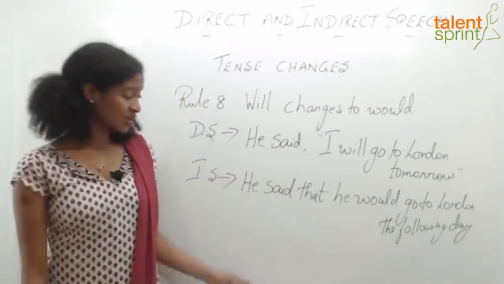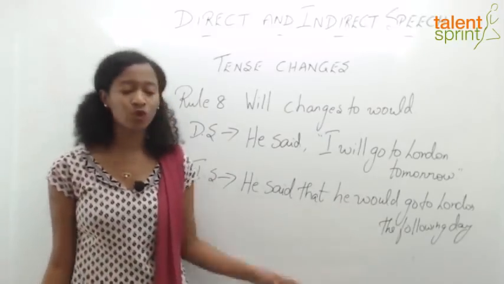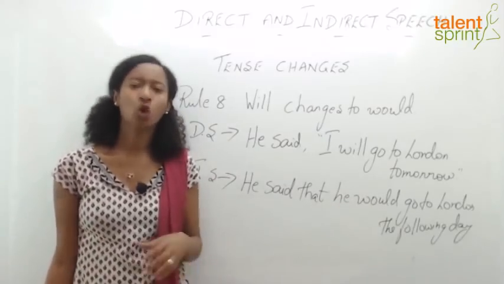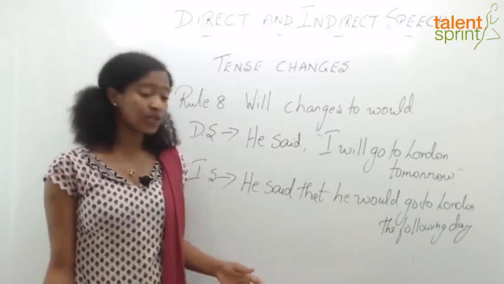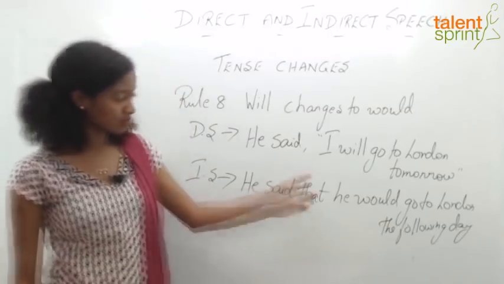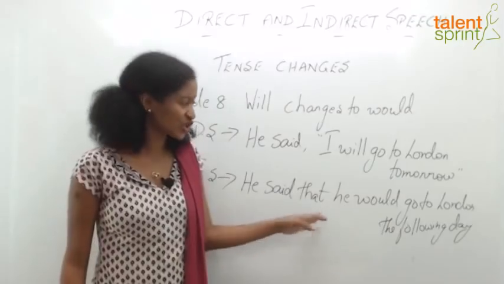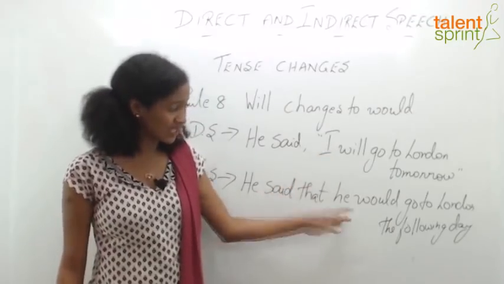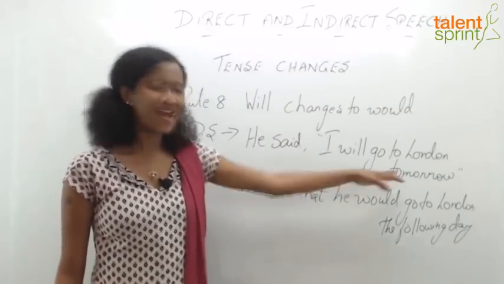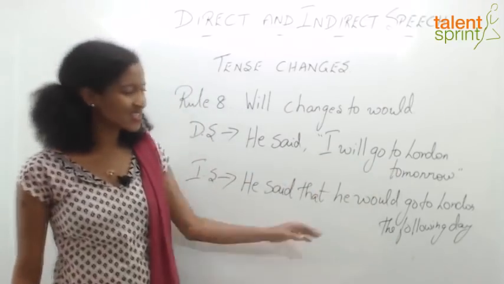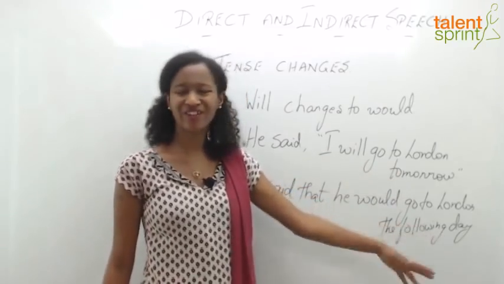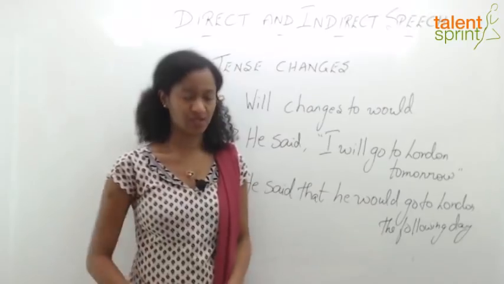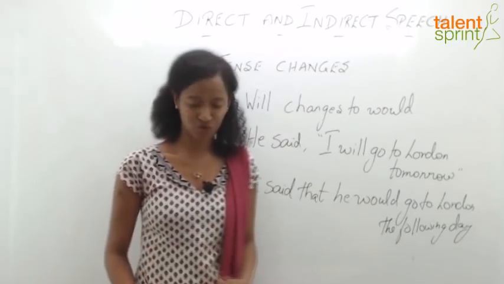So indirect speech reads, he said that he would go to London the following day or the next day. So the only changes that have happened is, again, introduction of the conjunction that, pronoun I changed to he, will change to would, and the nearness in time tomorrow is changed to the following day or the next day in terms of distance. Alright, let's move to our next rule.